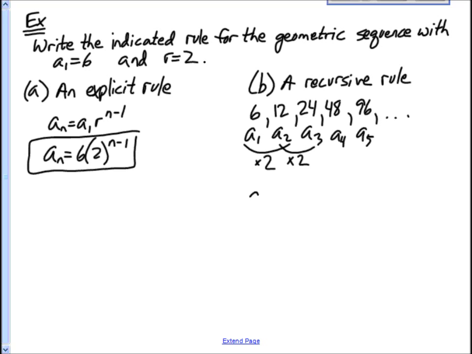So if you think about your general recursive rule for a geometric sequence, you're going to take your previous term and you're just going to multiply it by r.